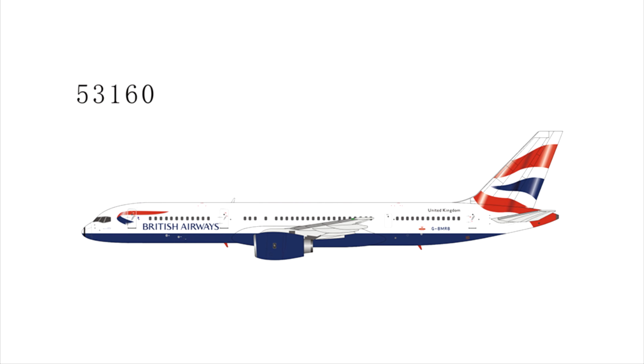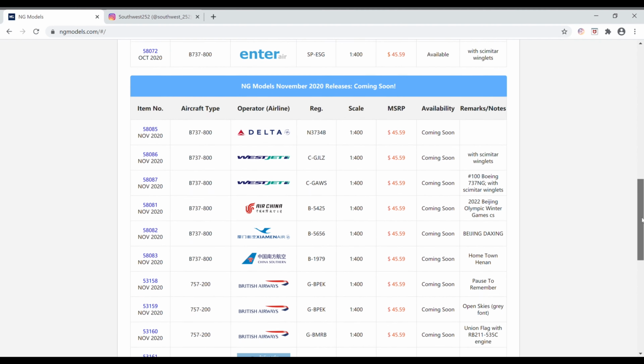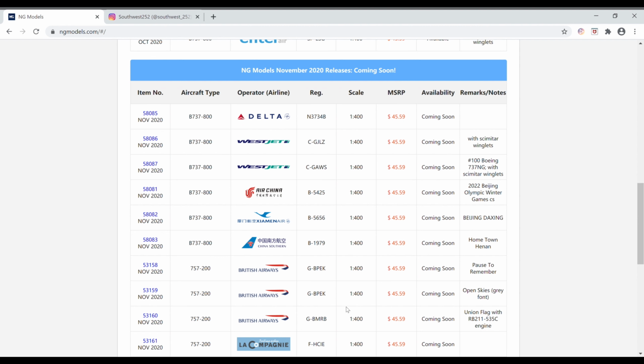Next up, we have the Lom Pagnie, I don't know how to pronounce that. That's my best guess. Boeing 757-200. The registration is Foxtrot-Hotel Charlie India Echo. It is $45.59, and the item number is 53161.